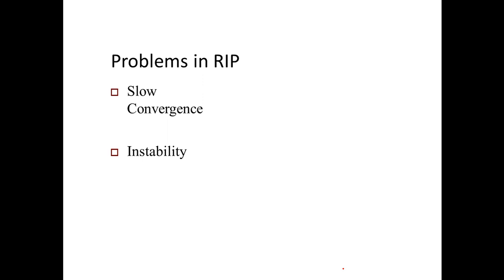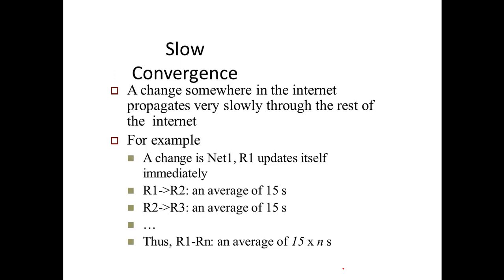So let's talk about some of the problems in RIP. It has slow convergence, and what is slow convergence and instability? Let's talk about that. A change somewhere in the internet propagates very slowly through the rest of the internet. So if there is a sudden change in some network far away from you, you will not be able to know about it very quickly. It will take some time for you to know that there is some change in some network.